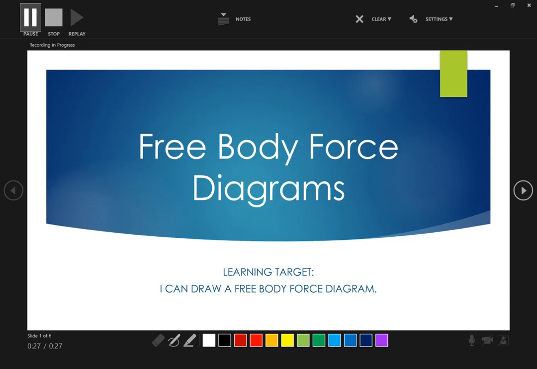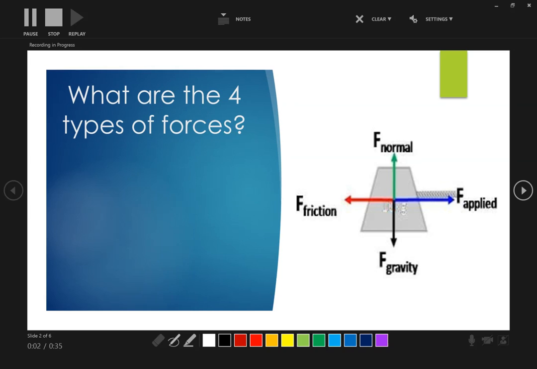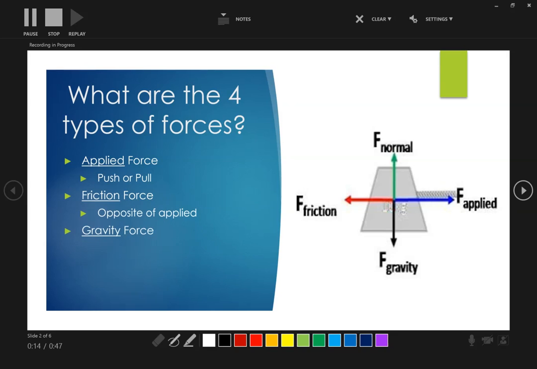These notes are all about how to draw free body force diagrams. So your learning target is, I can draw a free body force diagram. Just as a review, what are the four types of forces? We have applied force, which is the push or pull, friction force, which is opposite of applied, gravity force, which is your pull towards Earth, and normal force, which is opposite of gravity.